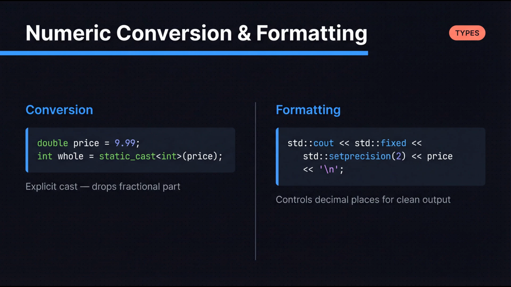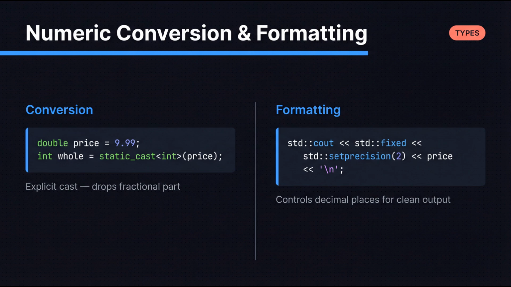Two practical skills you'll need almost immediately. First, numeric conversion. When you assign a double to an int, the fractional part is dropped. double price = 9.99. int whole = static_cast<int>(price). The static_cast makes the conversion explicit. You're telling the compiler and anyone reading the code that you intend to lose precision. Never rely on implicit narrowing conversions.